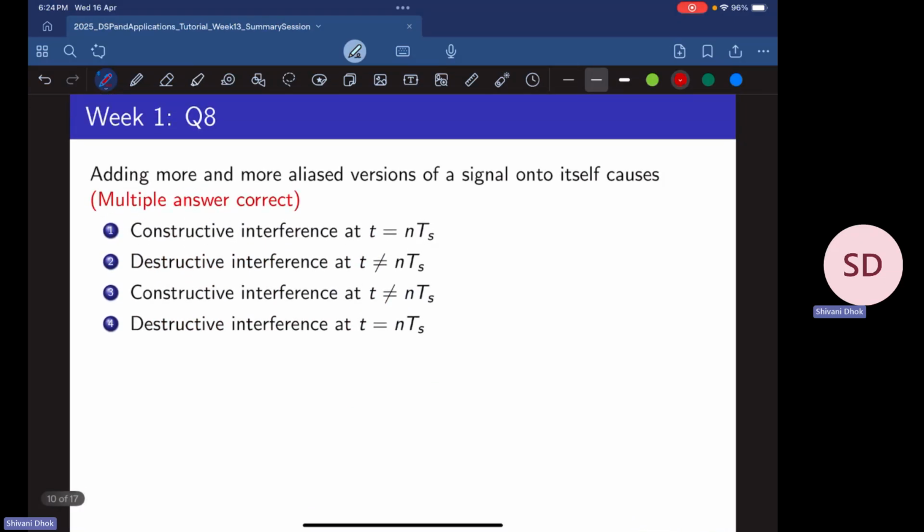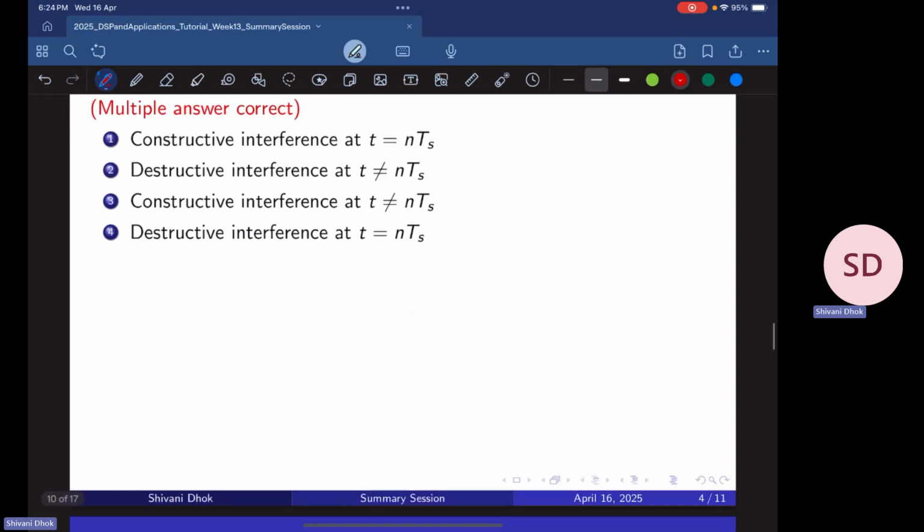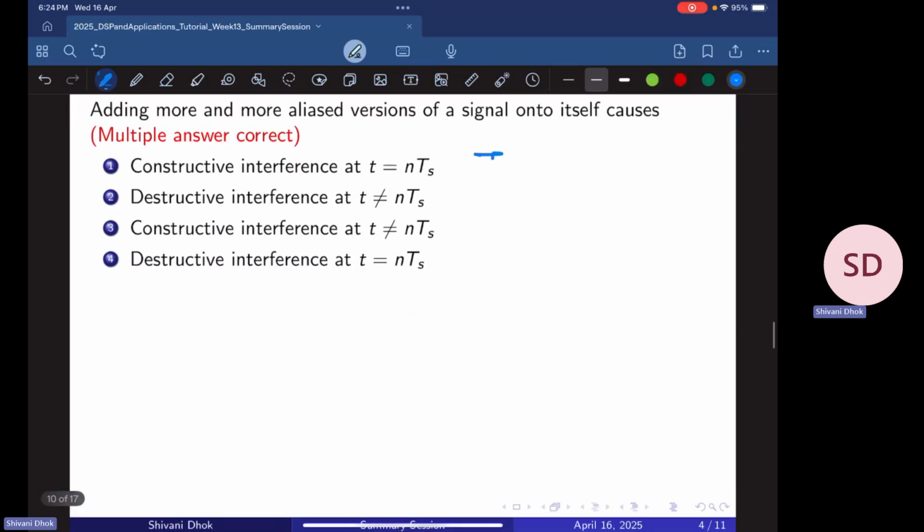Okay, so this is a question from week 1 and it is question number 8 from week 1. This was asked by someone on the portal probably last year, but I kept it as it is. It says that adding more and more aliased versions of a signal onto itself causes, and this is a multiple option correct question, the first option is constructive interference at t equal to integer multiples of sampling time, destructive interference at t not equal to the integer multiple of sampling time, constructive interference at t not equal to the integer multiple of sampling time, and destructive interference at t equal to the integer multiple of sampling time. Here Ts is the sampling duration or sampling time.